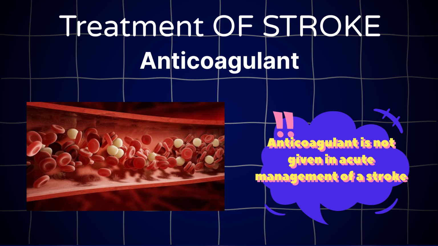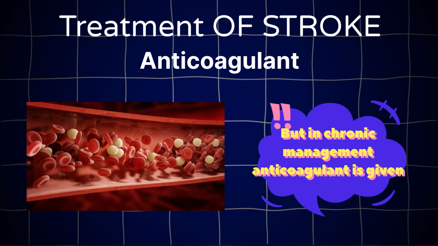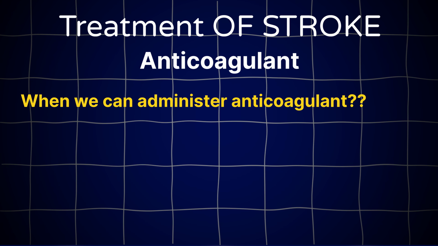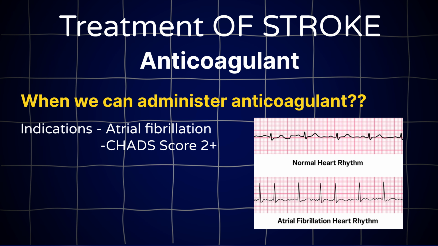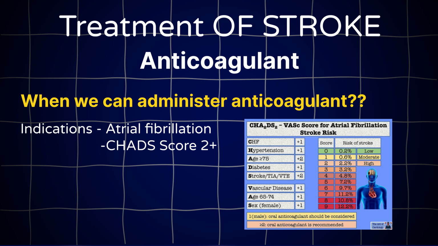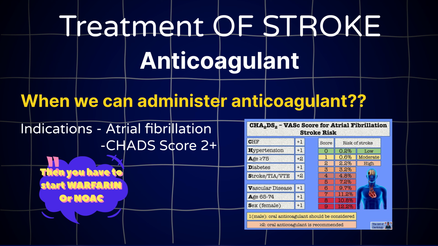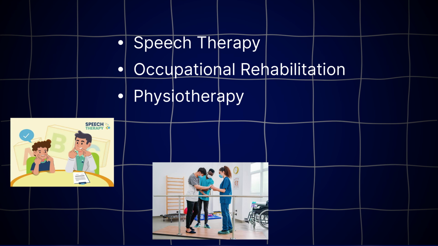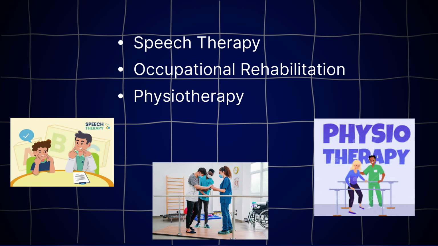Anticoagulant is not given in the acute management, but in chronic management, anticoagulant is given if the patient has an indication, such as atrial fibrillation as we saw on ECG. If the patient has AFib plus stroke, and the CHADS score is 2 or more, you have to start the patient on warfarin or a novel oral anticoagulation drug. In chronic management, for rehabilitation, you have to go for speech therapy, occupational rehabilitation and physical therapy.